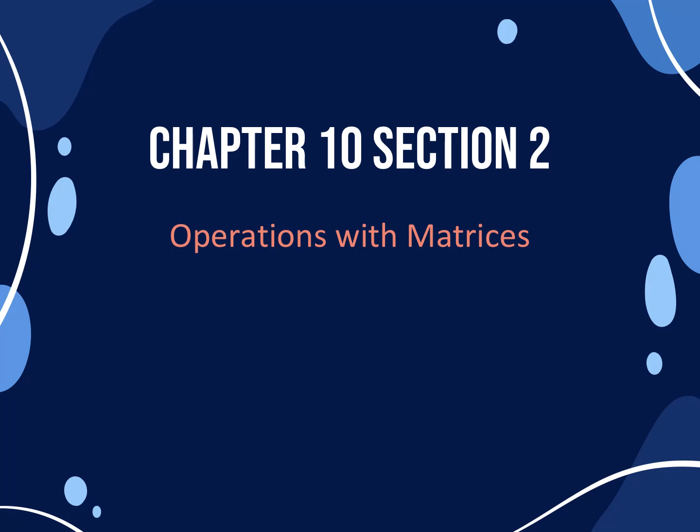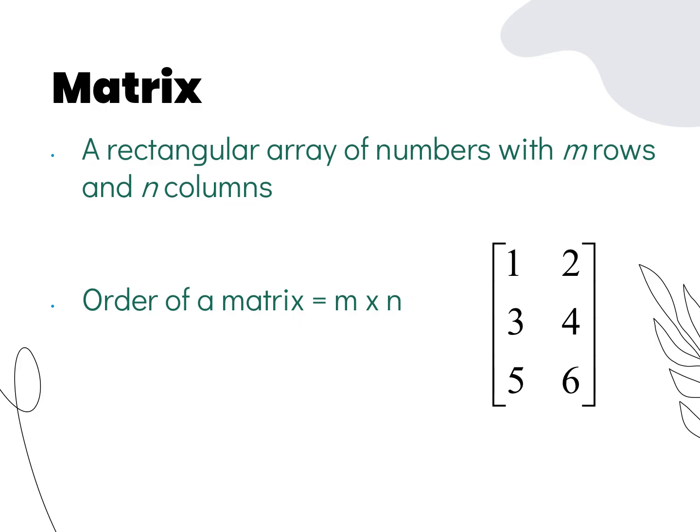We're going to begin chapter 10, section 2, which is where we perform operations with matrices. A matrix is just a rectangular array of numbers. It has m rows and n columns. The rows go horizontally, the columns go vertically. So if you look at this example right here, we have these square brackets with a bunch of numbers on the inside. It's always going to look something like this, rectangular.